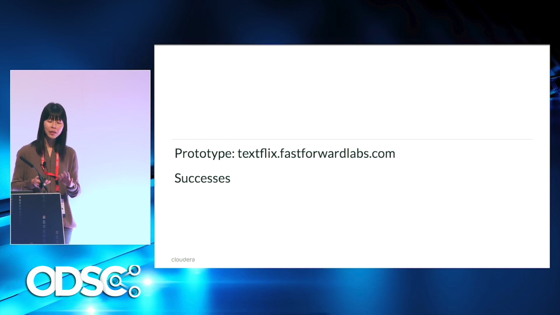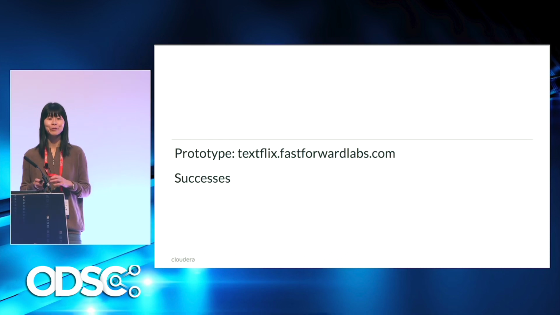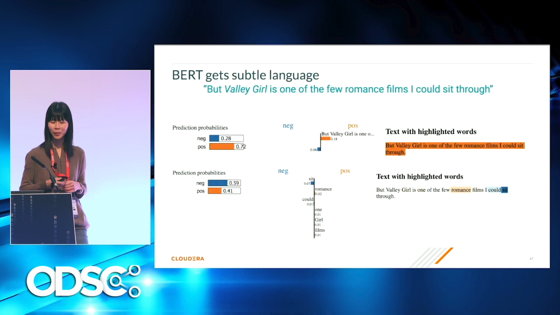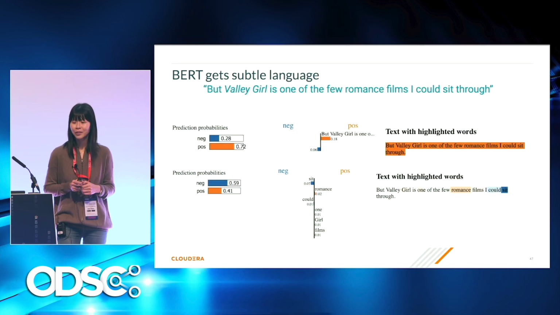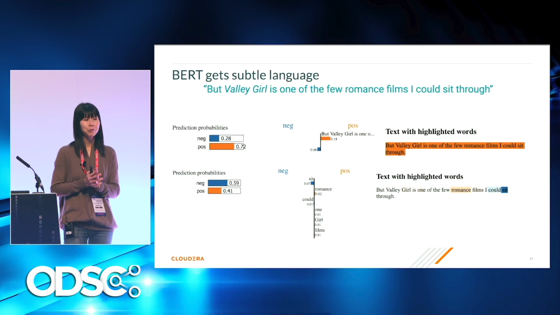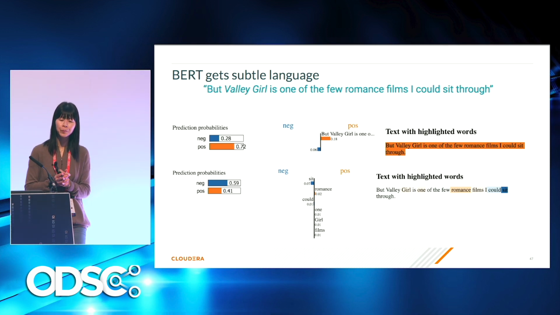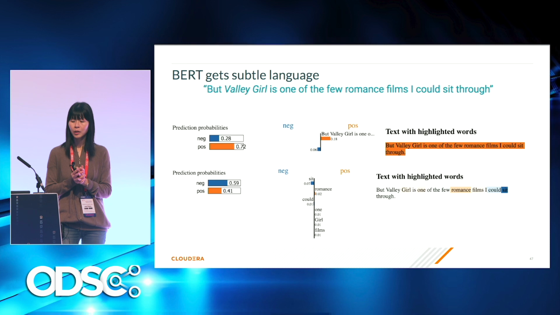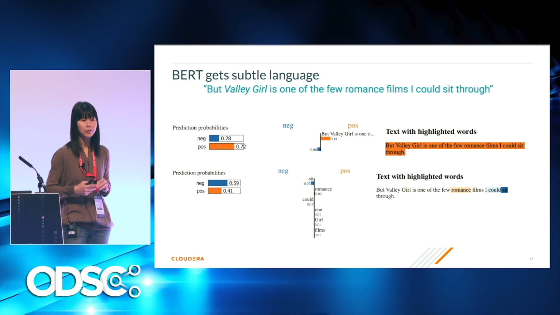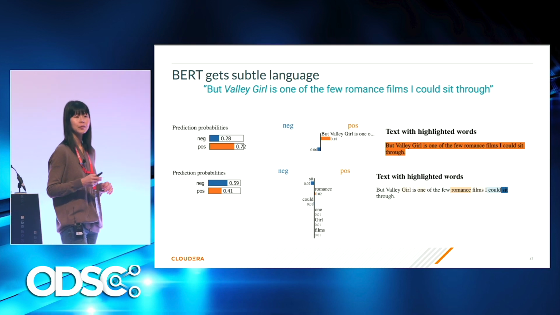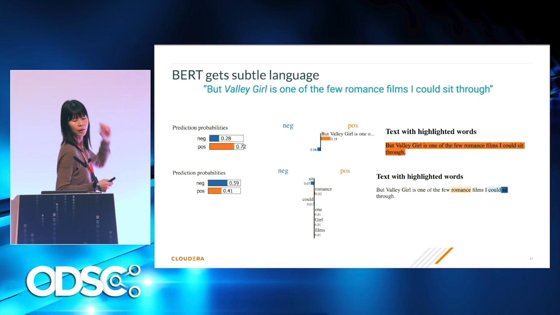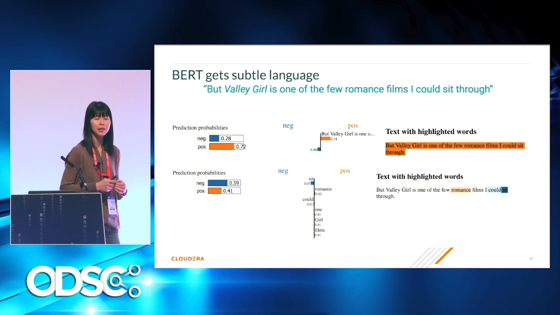I'm going to spend the next couple of slides pointing out successes and failures of BERT. BERT gets subtle language. This is one review that we found: "But Valley Girl is one of the few romance films I could sit through." If you use the BERT model, it correctly predicts that this is a positive sentiment. If you use naive Bayes, and that's the one at the bottom, it incorrectly predicts it as negative.